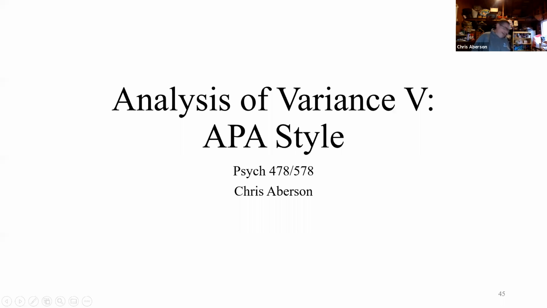All right, last one on the one factor ANOVA, and then the next set, we'll go a deep dive on test assumptions and things like that as we move through later. So analysis of variance 5, APA style. How do we write this up?